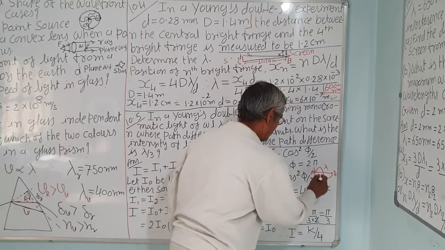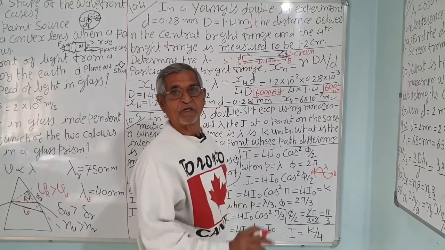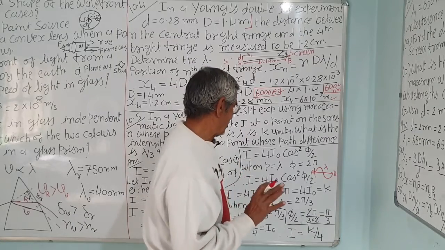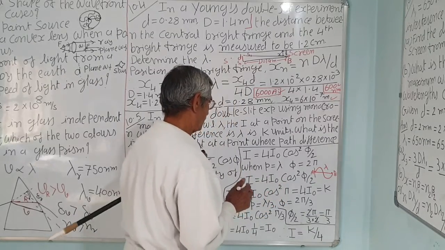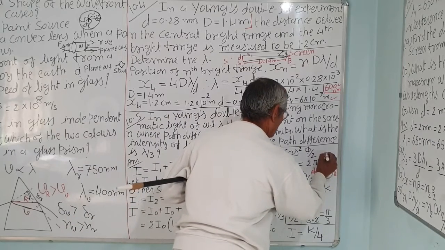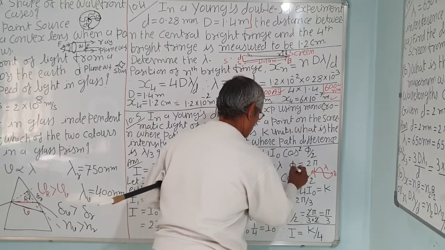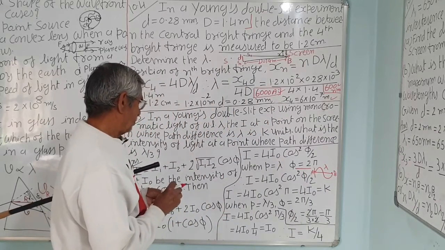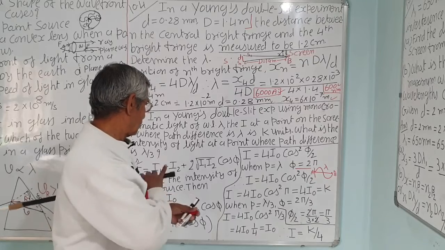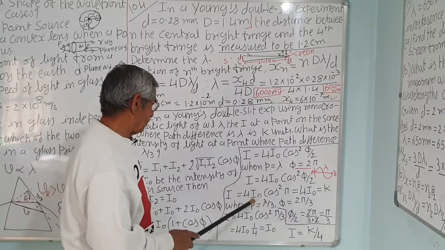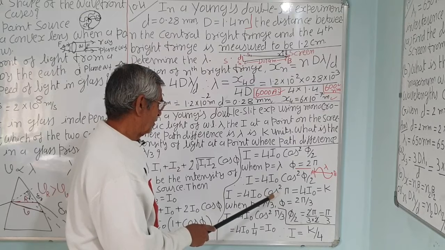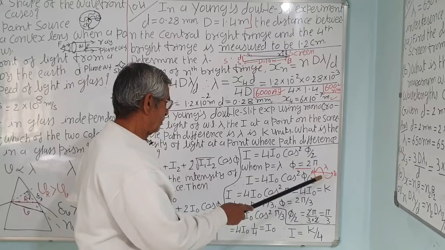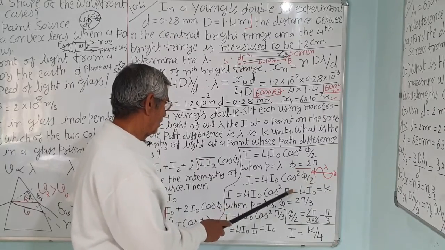So lambda path difference is equivalent to the 2 pi phase difference, correct? That is, for path difference lambda, phi is equal to 2 pi. So put the value of this. The equation will become 4I0 cos square of phi by 2, correct? Phi is 2 pi for path difference lambda.